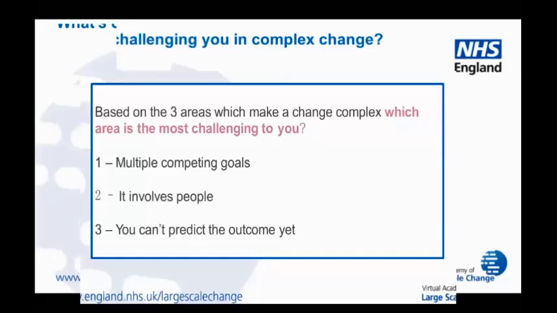So are your most challenging areas your competing goals? Does your system-wide change have competing goals? Does it involve people? I would imagine so, but is that your biggest challenge? And do you know where you're going? Do you know all your outcomes, which would be brilliant? Which are your most challenging areas?